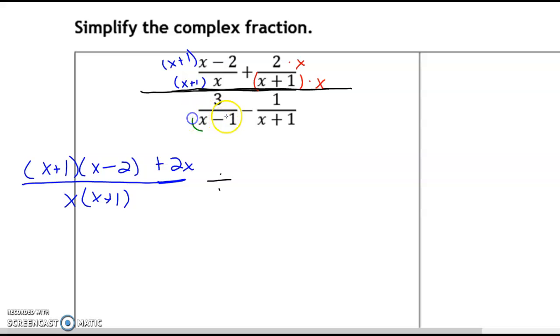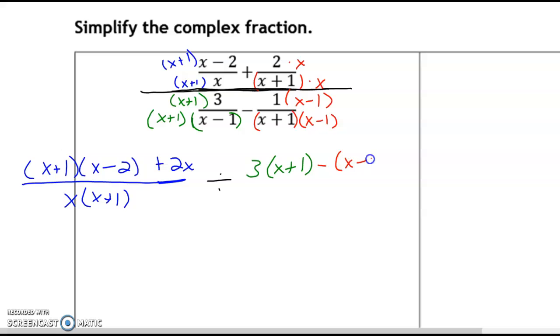So if I say, okay, what are we missing? We're missing the x plus 1 for the first fraction. So we get 3 times x plus 1. And then for the second one, I'm missing the x minus 1. So minus x minus 1 all over x plus 1 times x minus 1.